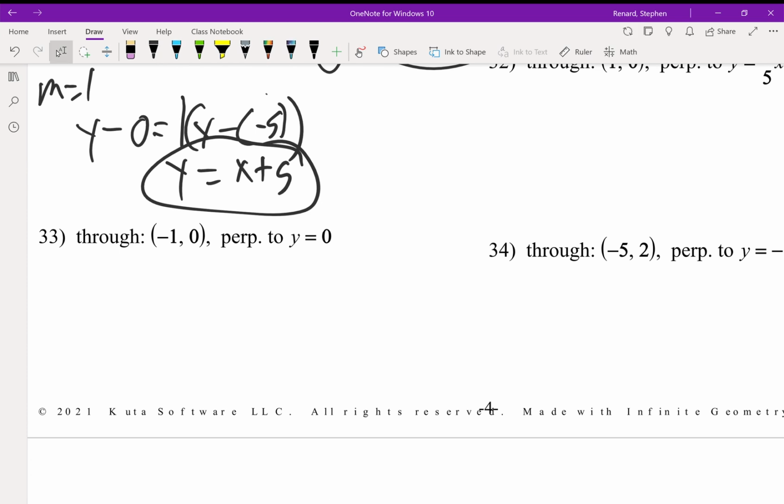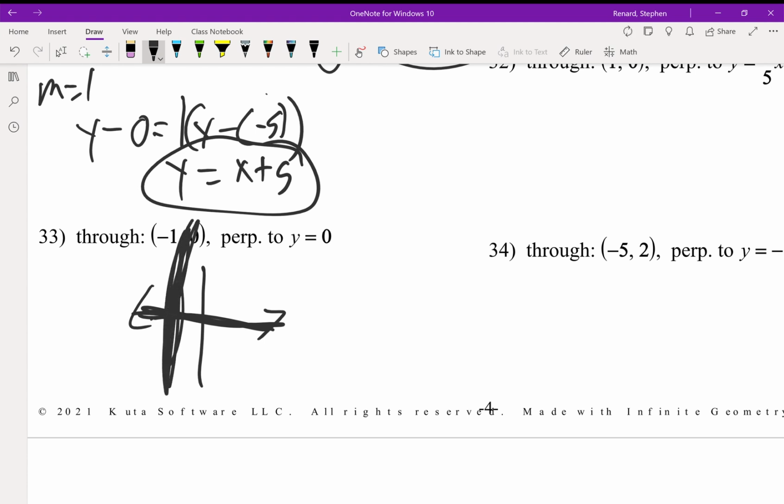Okay, so perpendicular to y equals 0. Y equals 0 is just the x-axis right here. So if it goes through point 1, negative 1, 0, and it's perpendicular, that means that it's this right here, and the equation of that is that.